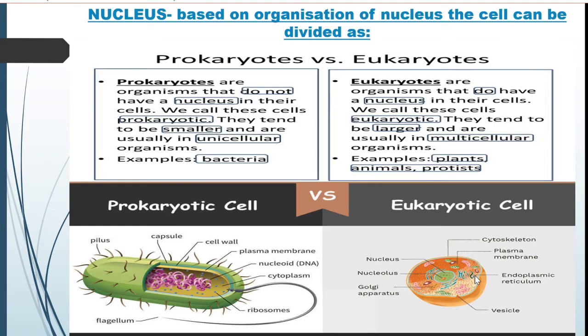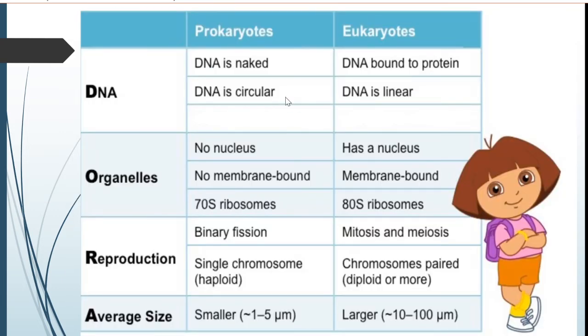So based upon the organization of nucleus, the cells can be broadly classified as prokaryotes and eukaryotes. In prokaryotic cells like bacteria, which you can see here, the genetic material is scattered in the cytoplasm, and this is called nucleoid. And on the other side, the eukaryotic cells have a well-organized nucleus. Examples of eukaryotic cells are plant cells and animal cells. Here you will find more differences between prokaryotes and eukaryotes.